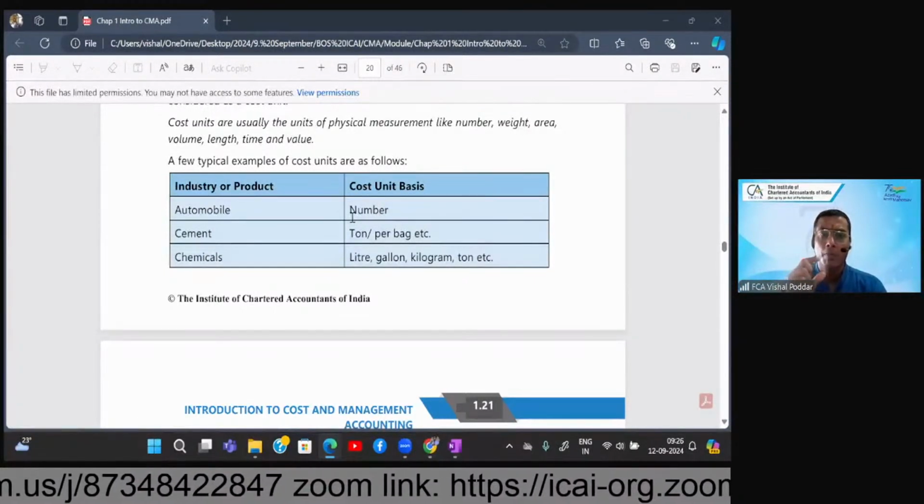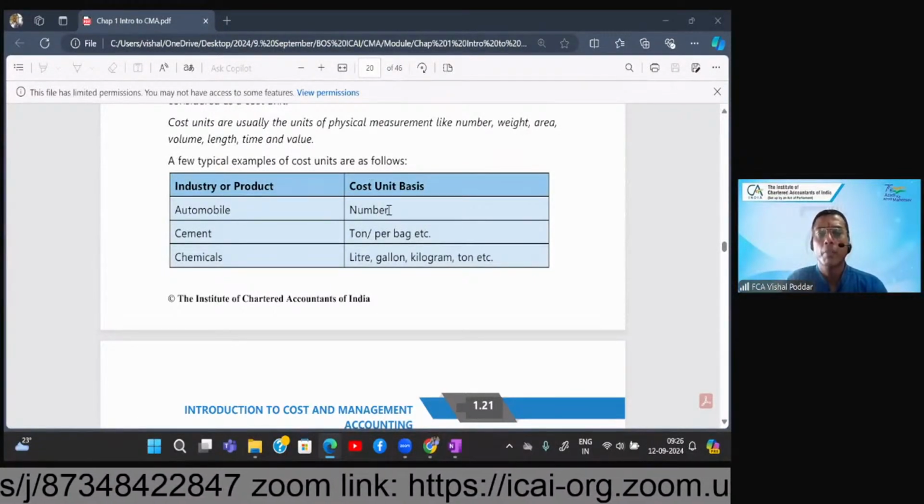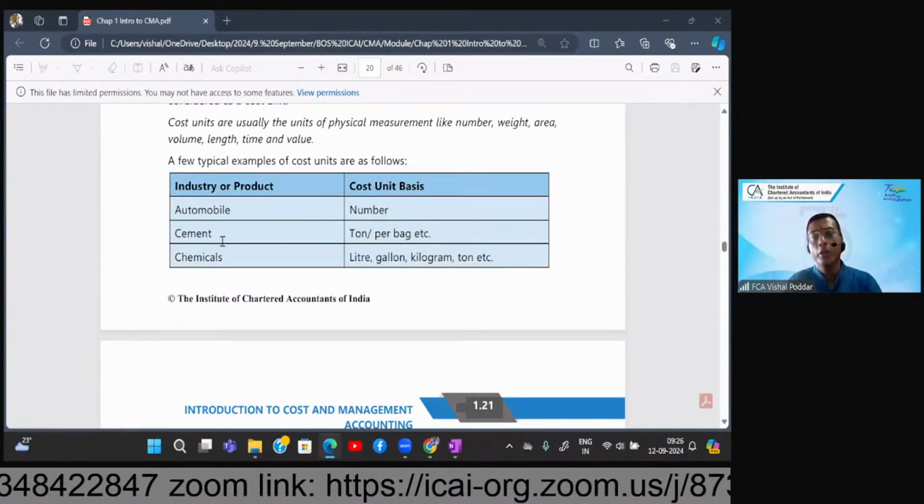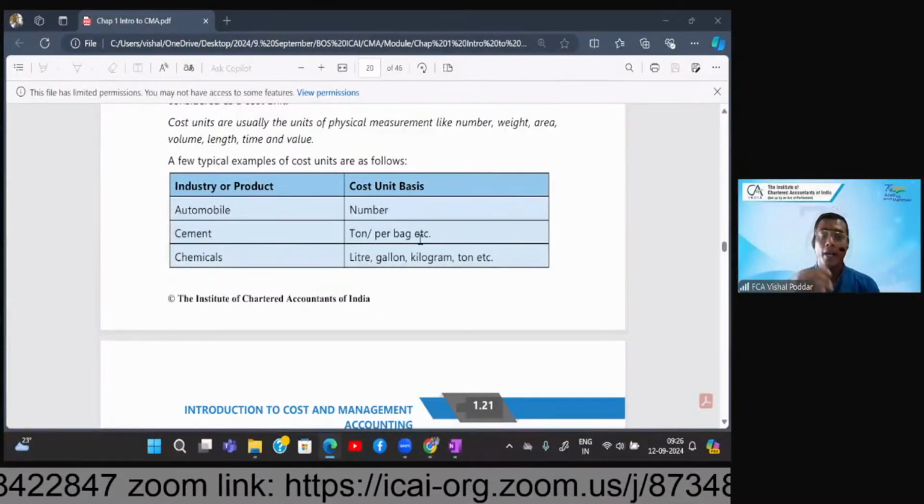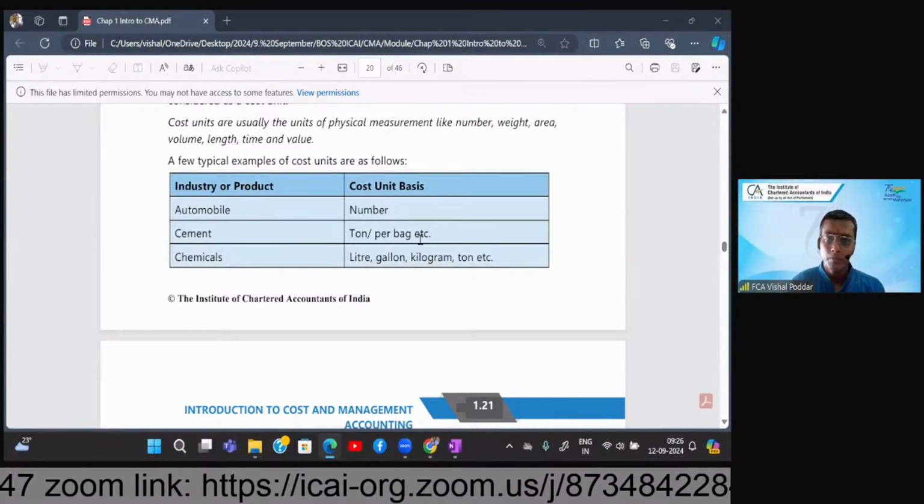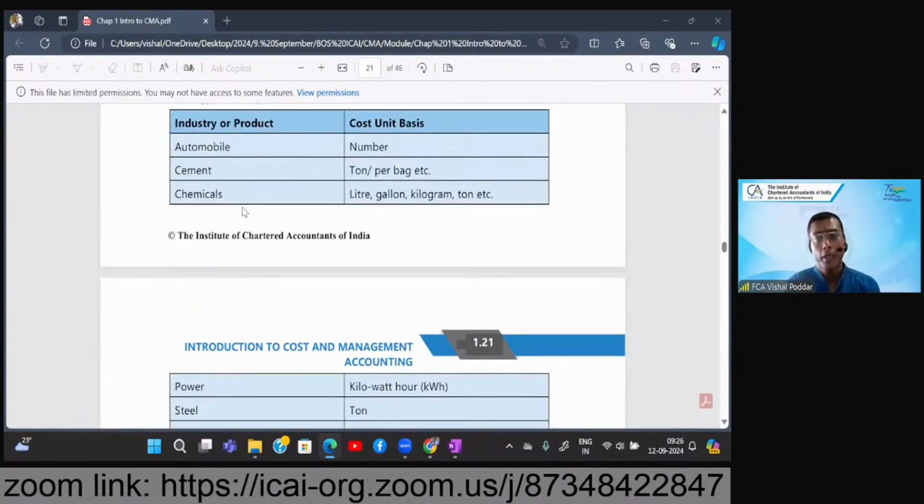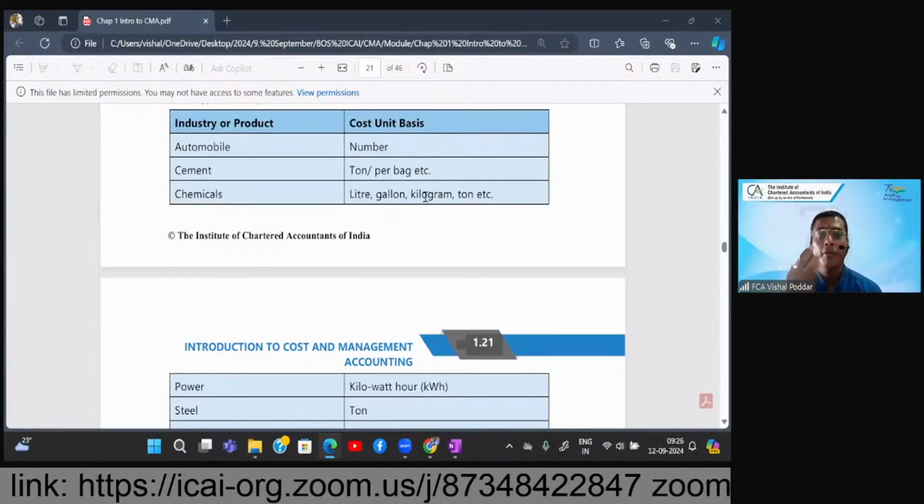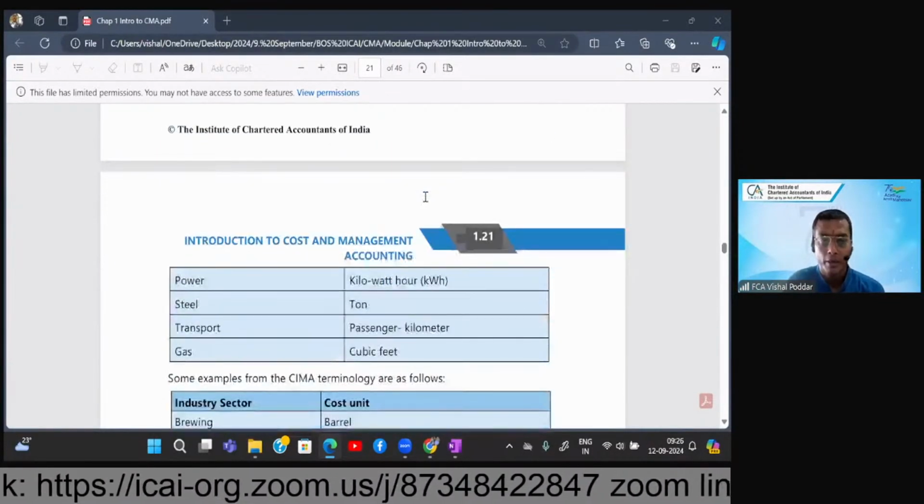That is per car, per truck. So the cost unit is the number. But for cement, it is always coming in bags. So you need to find out the cost per bag. And at a bigger level, it is sold in tons. Similarly, for chemicals, it may be either per liter or per gallon. Some chemicals which may be heavy may be in terms of kilograms, etc.